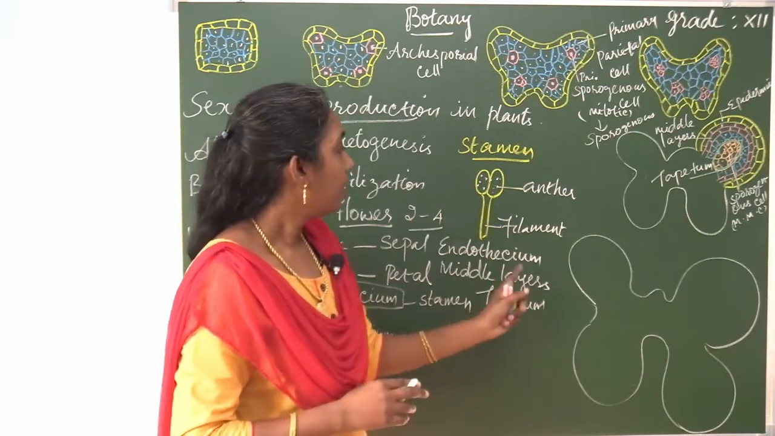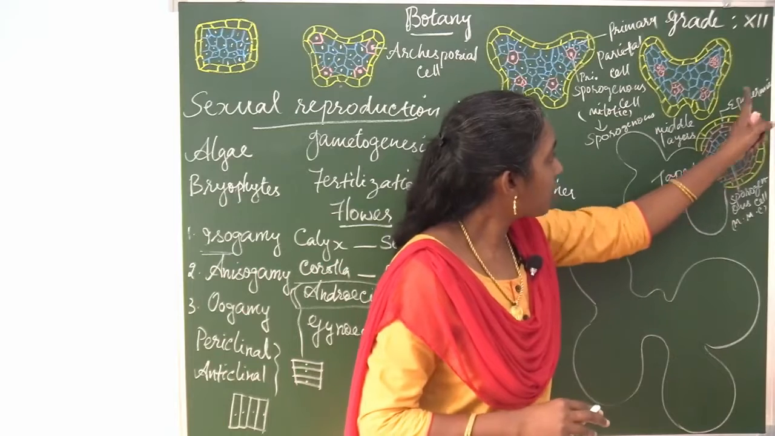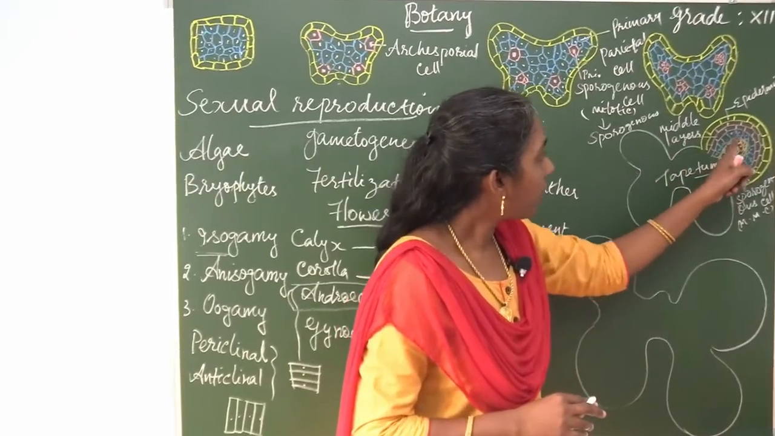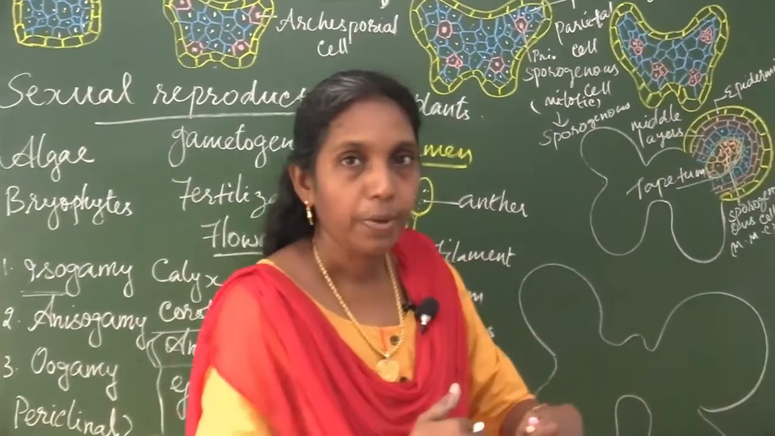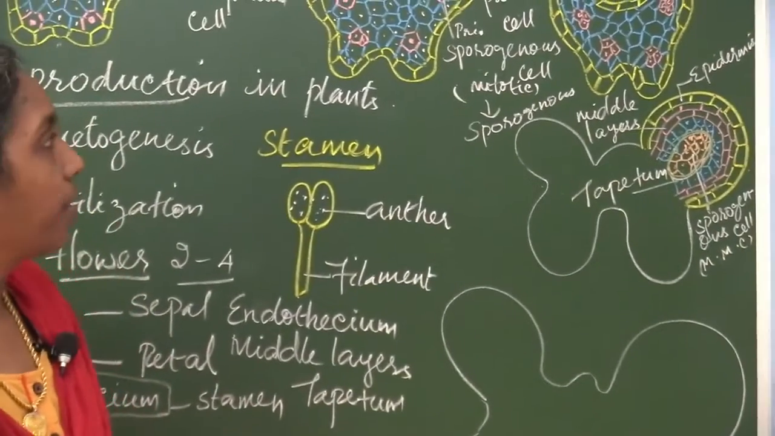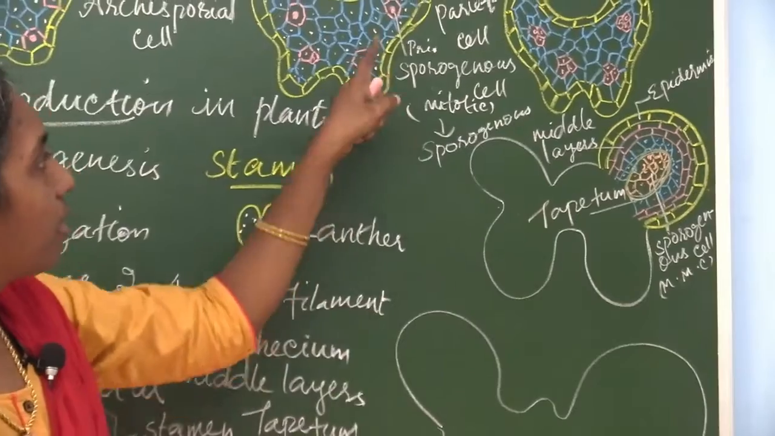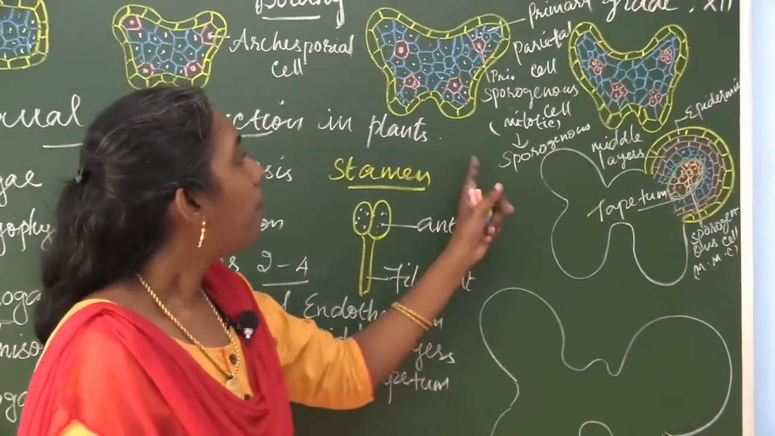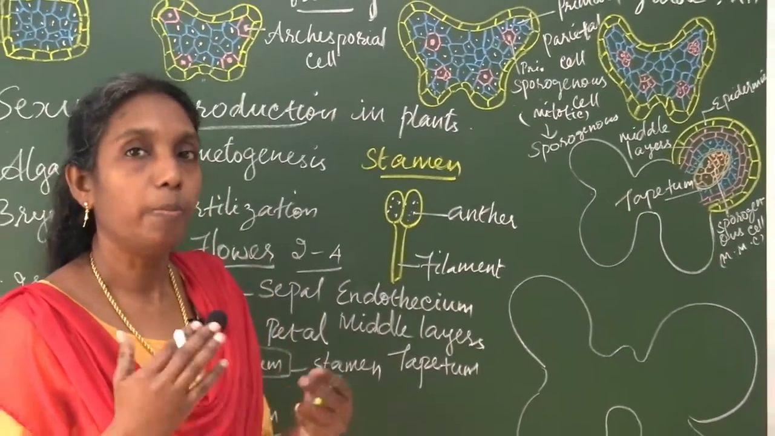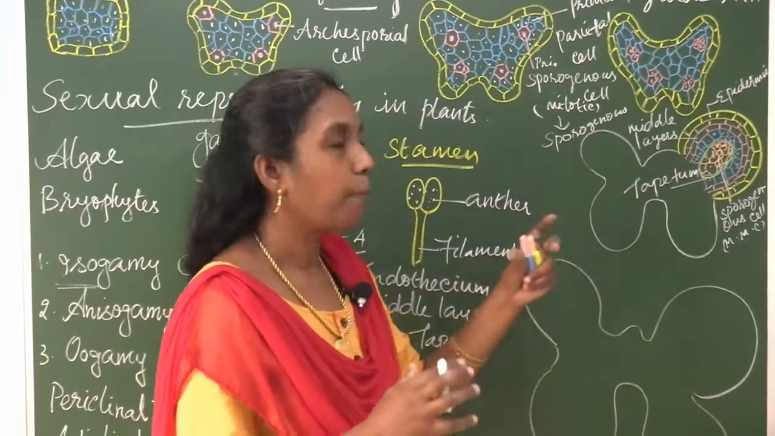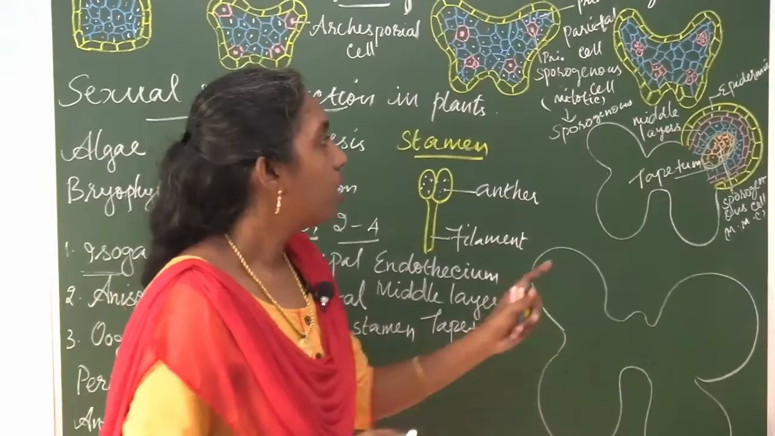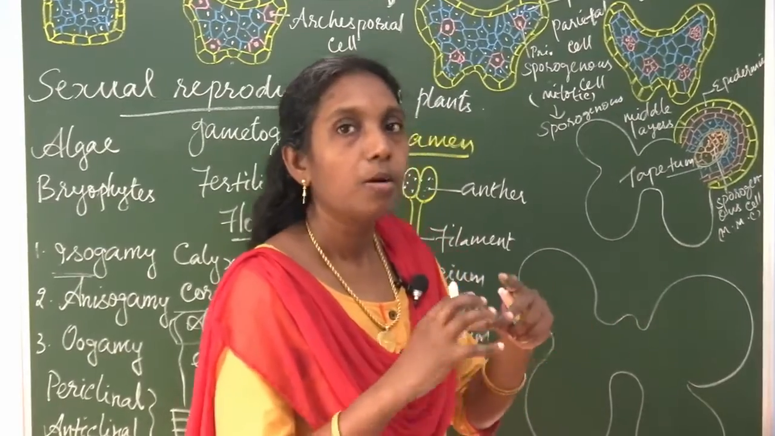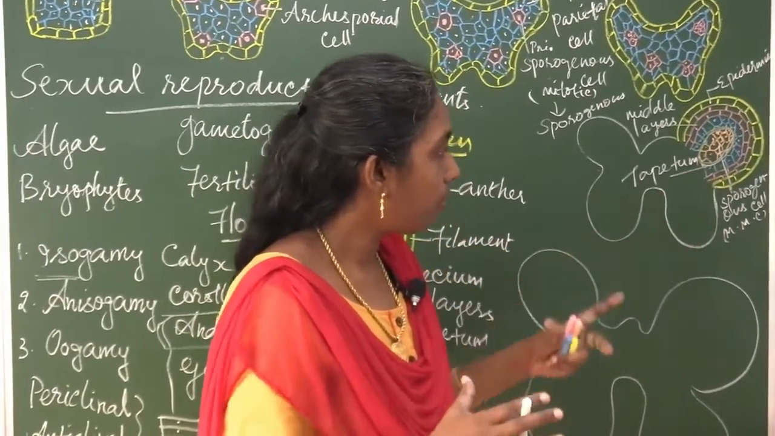What are the wall layers? Here this is the epidermis. Inner to the epidermis there is the endothecium. Inner to this layer is the middle layer, and inner to this, the tapetum. Now the primary sporogenous cell undergoes mitotic division and forms a mass of sporogenous tissue. So in this diagram you find that the sporogenous tissue is surrounded by the wall layers.